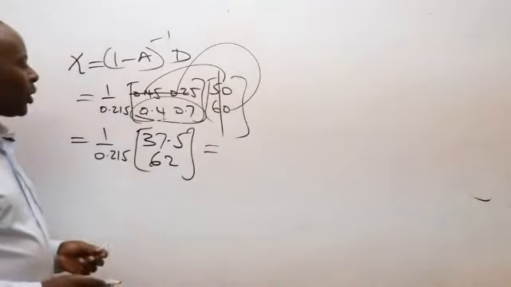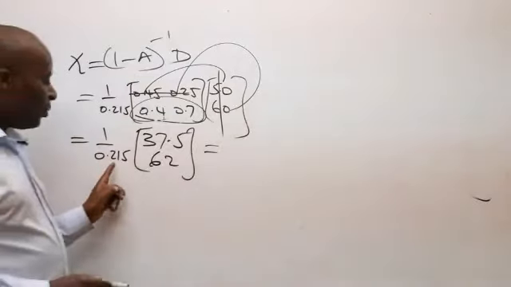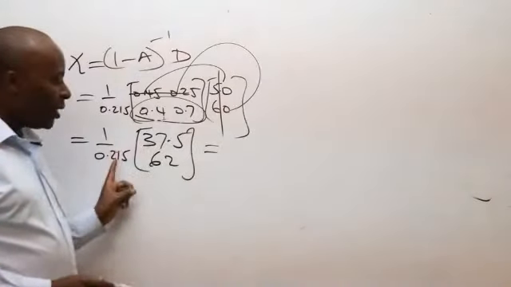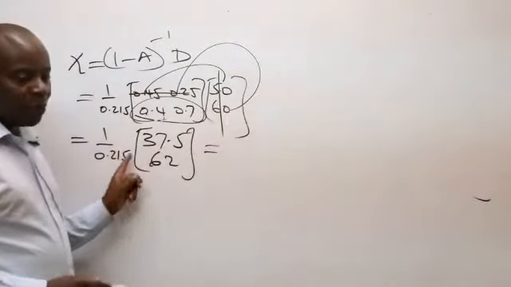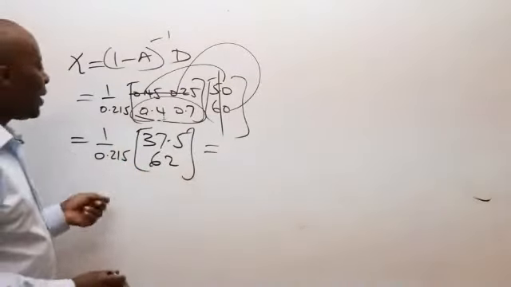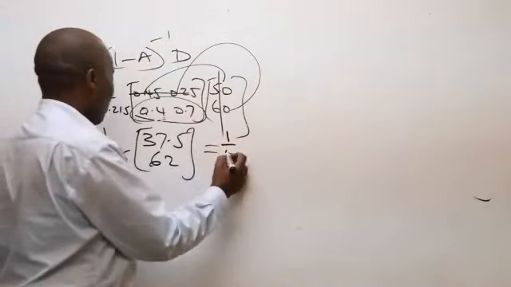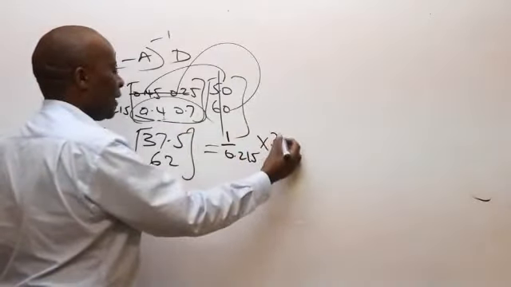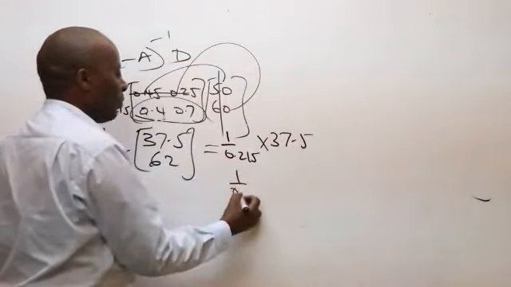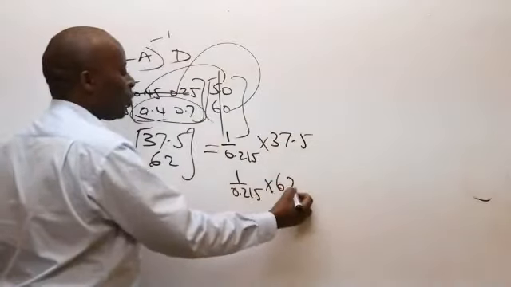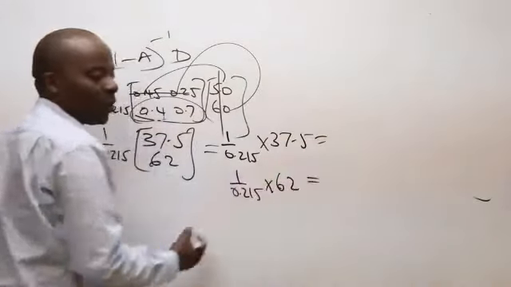So after that, ladies and gentlemen, I know that the next thing will be for me to distribute the scalar. The scalar is very easy. You simply come and take 1 over 0.215 times 37.5, and 1 over 0.215 times 62. You get the 2 values.